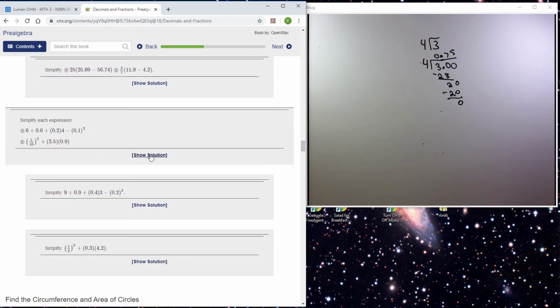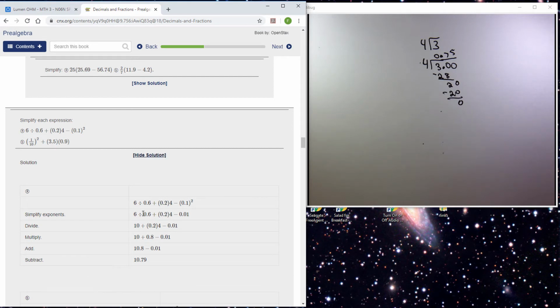And this one here, a larger one. So you take care of your exponent first. There, 101. Then you take care of your multiplication and division, going from left to right. So 6 divided by 0.6 is going to be 10. Then you take care of that multiplication there. It's going to be 0.8. Yeah, 0.01. Addition and subtraction from left to right. You add 10 plus 0.8 and minus 0.01. And then that's 5. So you just follow the order of operations.